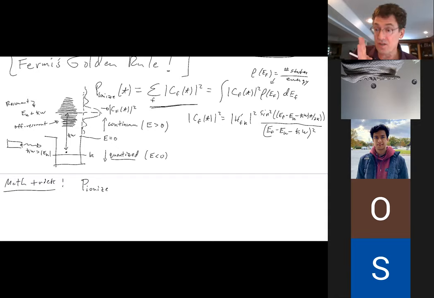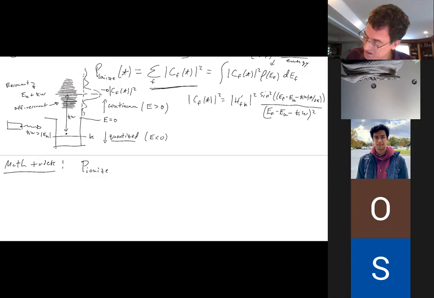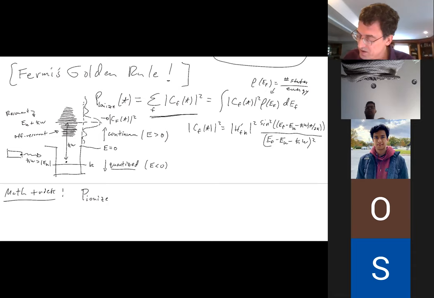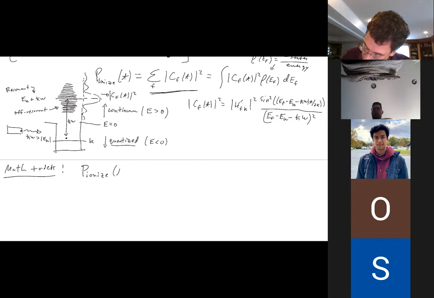I think you've all seen this before in some class, like in physics 7C, you did density of states. We need it here. So the probability to ionize at time t is going to be equal to this integral. Actually, let me give myself some more room to write it.